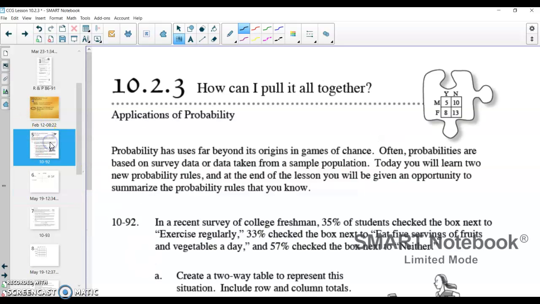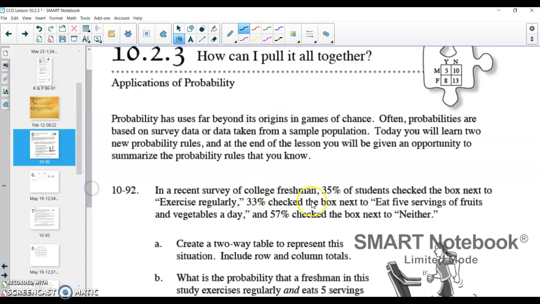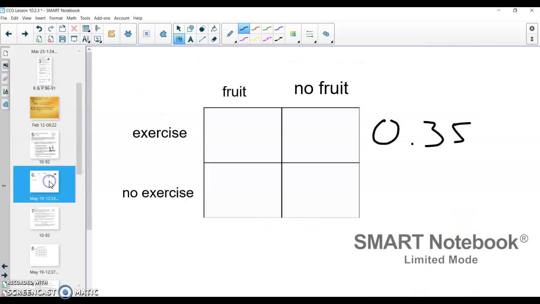The next thing I'm going to do is say 33% check the box next to eating 5 servings of fruits and vegetables a day. So I'm going to go from fruit and put 0.33 down here because, again, I don't know if those people are exercising or not exercising, but I do know they're eating fruit. I know that 33% of people are eating fruit.